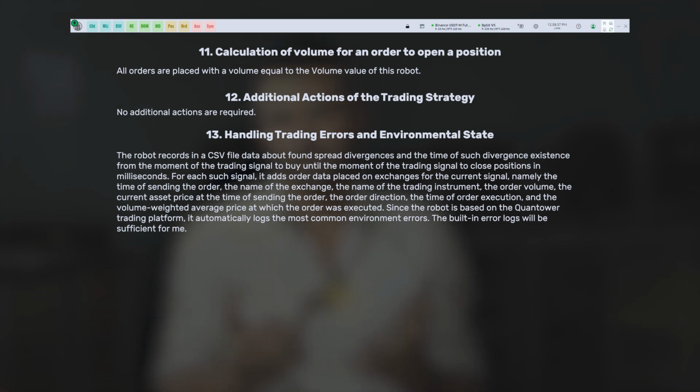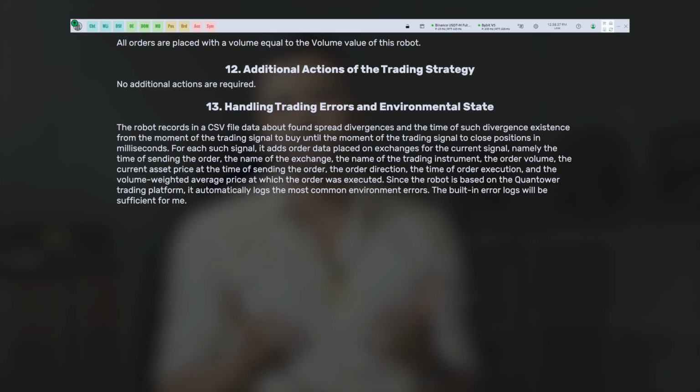Since the robot is based on the Quantower trading platform, the platform automatically logs the most common environmental errors, and the built-in error logs will be sufficient for me.